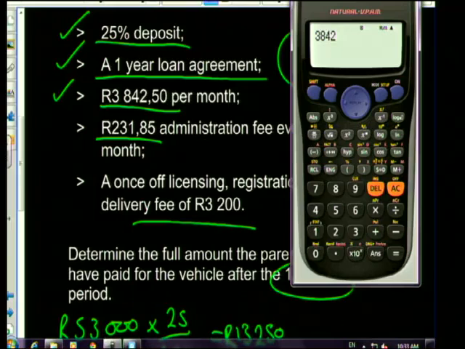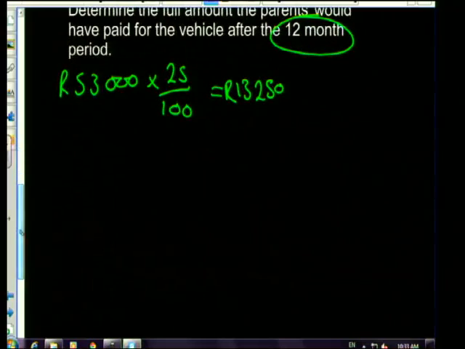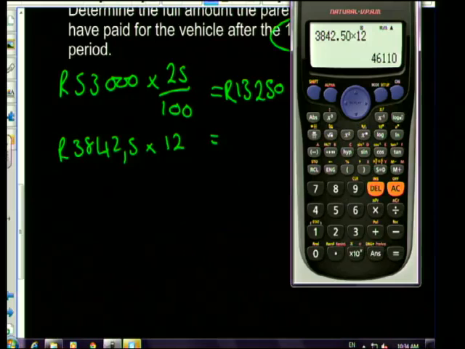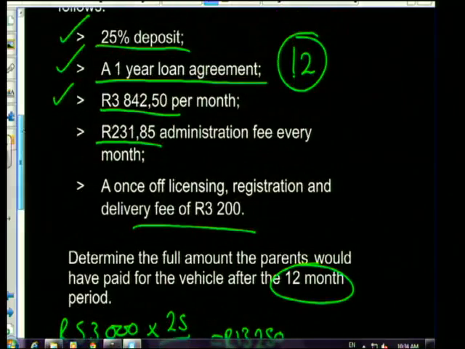3,842 Rand and 50 cents. Okay? And what are we doing with that? We are paying that every month. So we are paying the 3,842 Rand 50, and we're doing that every month. And remember, we said for 12 months. So times it by 12, and we're going to get an answer of 46,110 Rand. Okay, next thing we got to use.